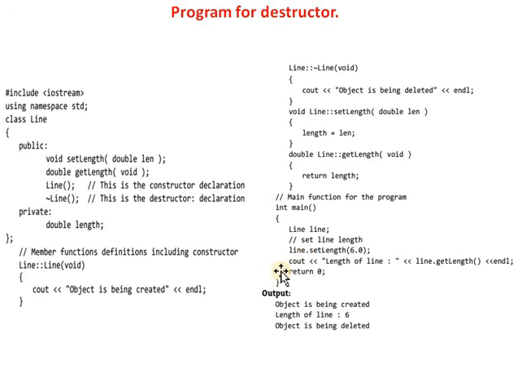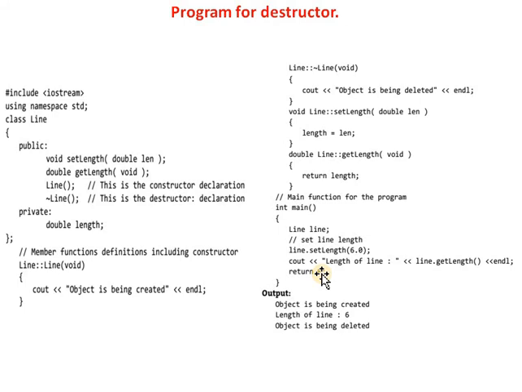Next, after that, it displays the length of the line. By using the getLength function, it returns the length of the line, and return 0 means the program execution is completed. After completing the program, the destructor function is automatically called by the compiler.